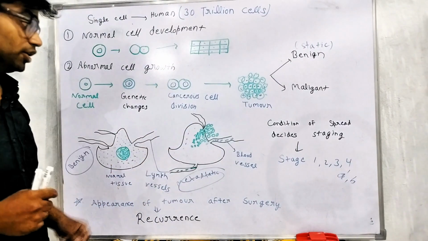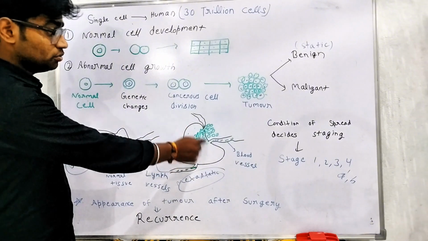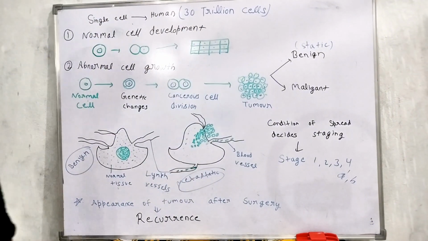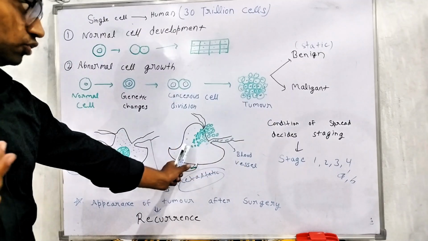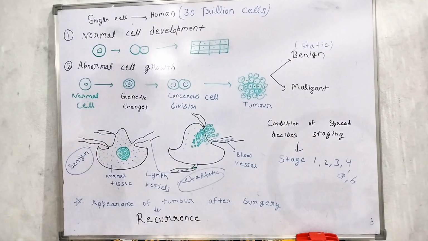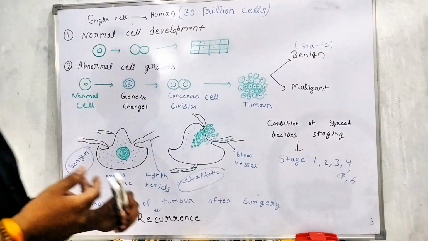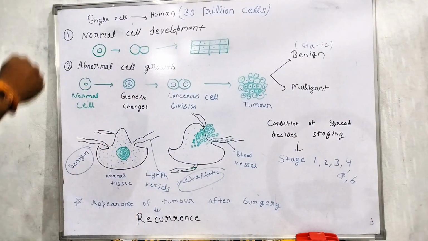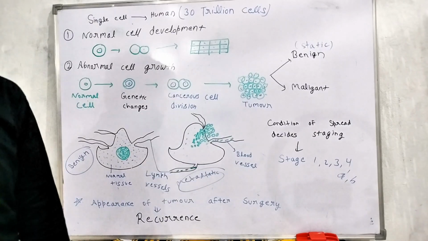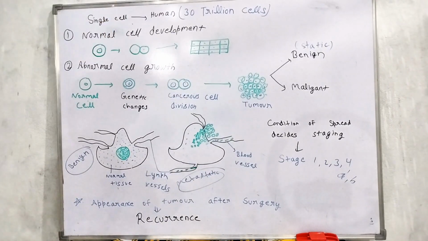So here is the malignant tumor. The tumor cells start moving from the tissue to other parts of the body through the blood vessels, through the lymph vessels. This condition is dangerous because the cancerous cells can move from a single organ to the other parts of the body.